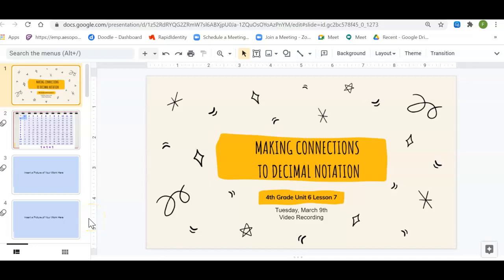Hey students, today is Tuesday, March the 9th, and we will be discussing Unit 6, Lesson 7, which is making connections to decimal notation. So we're just continuing on with our understanding decimal notations unit that we started a week or so ago.